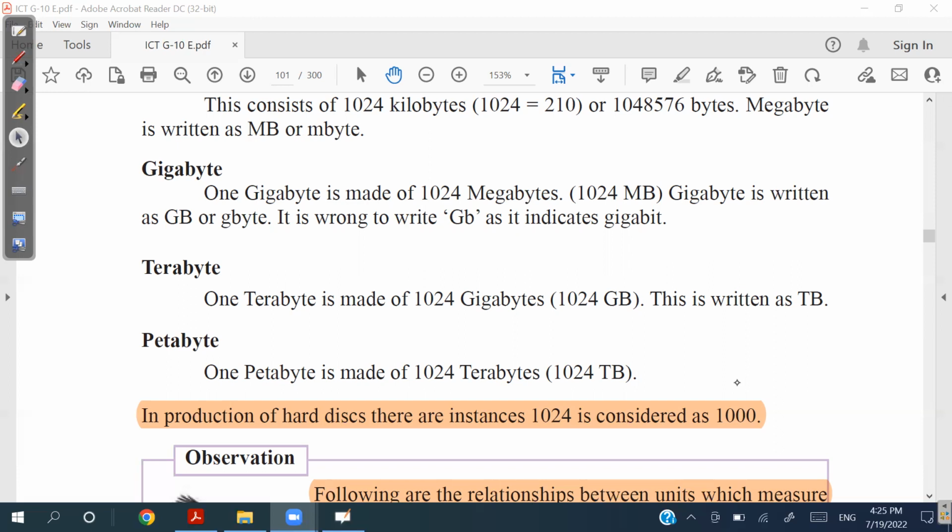Okay, are we done? Done, sir. Right. Okay, so we are moving forward.